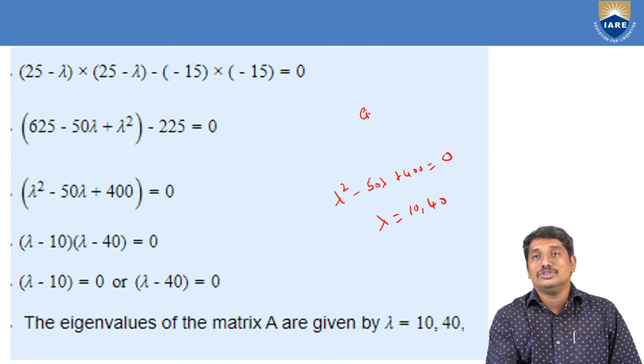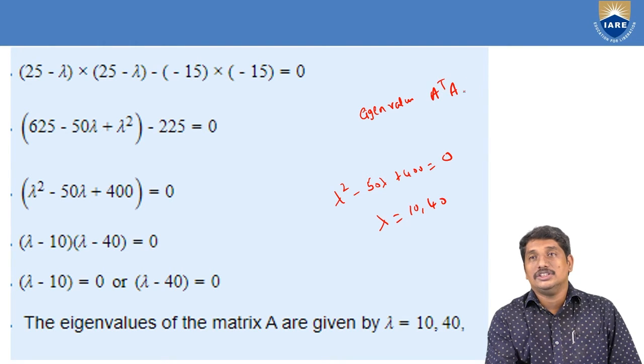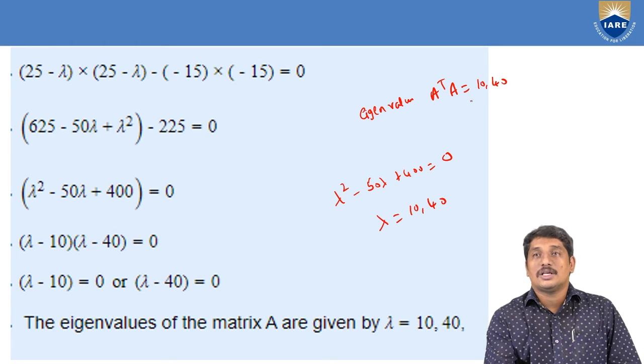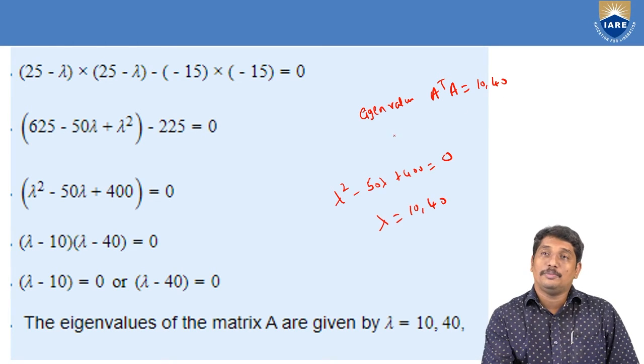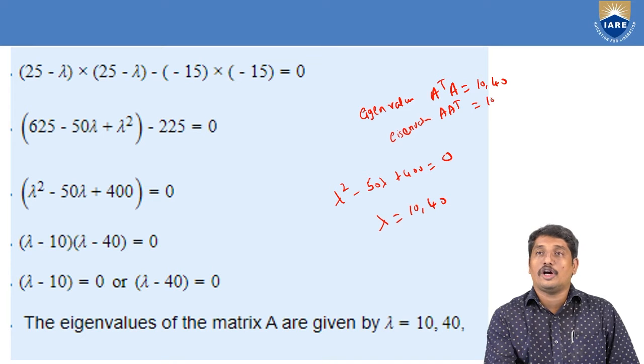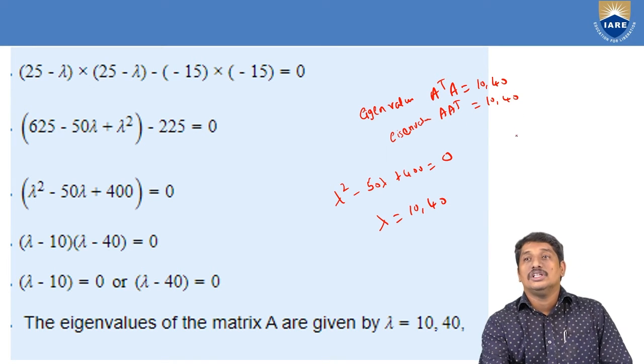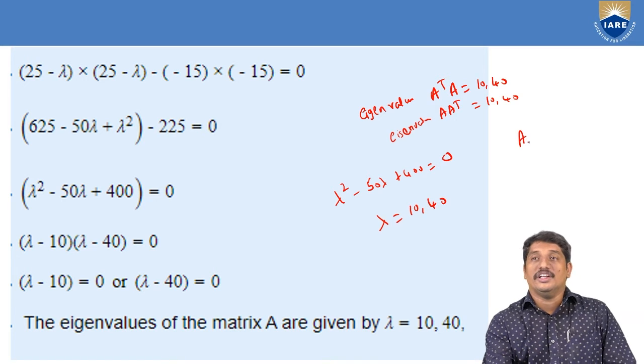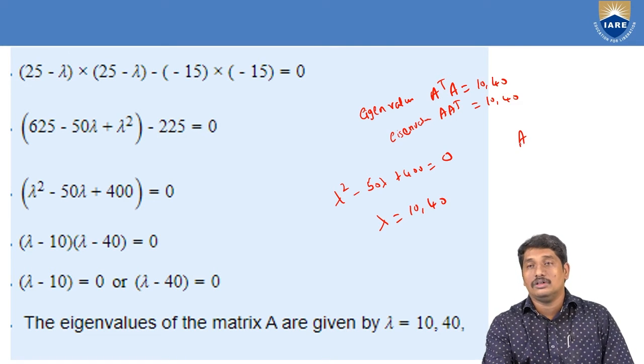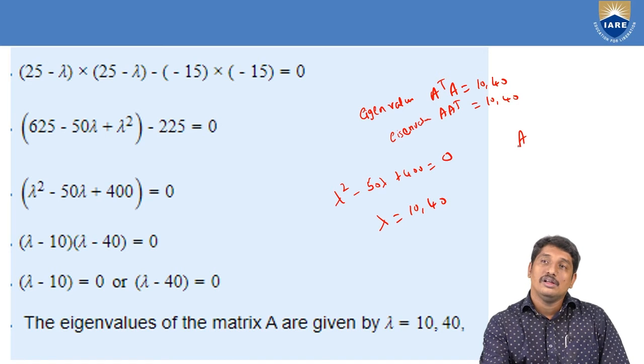So eigenvalues of A transpose A is equal to 10, 40. Surprisingly, in the previous part we got eigenvalues of A into A transpose also as 10, 40. This has happened because A is symmetric. When A is symmetric, or upper triangle or lower triangle, in those cases we can observe that the eigenvalues will be same for A into A transpose as well as A transpose into A.